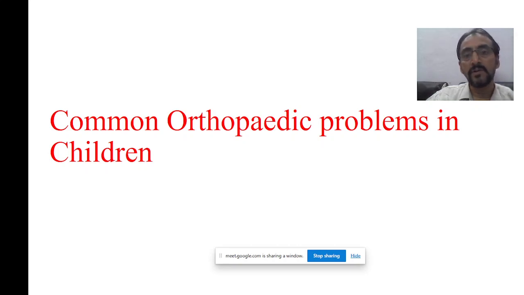Such common orthopedic problems we will not go into detail about now; we will see them in detail in some other classes. Today we will only see the commonly encountered orthopedic problems in a pediatric OPD, and also their management and proper advice to the parents.